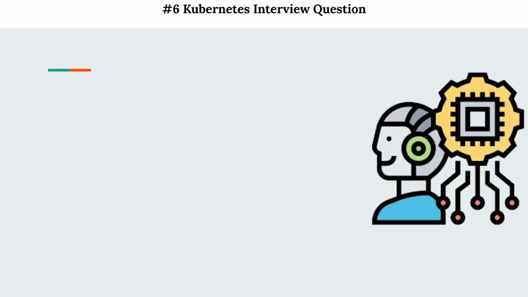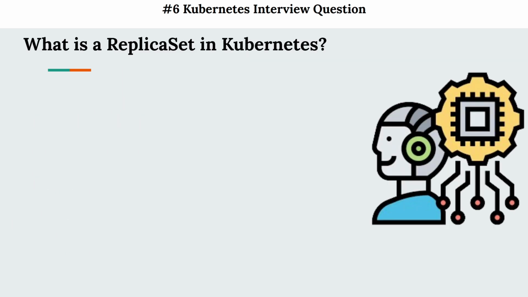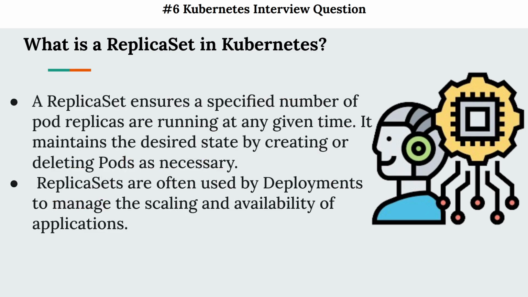Let's move to the sixth question. What is a replica set in Kubernetes? Let's see the answer. A replica set ensures a specified number of pod replicas are running at any given time. It maintains the desired state by creating or deleting pods as necessary. Replica sets are often used by deployments to manage the scaling and availability of applications.